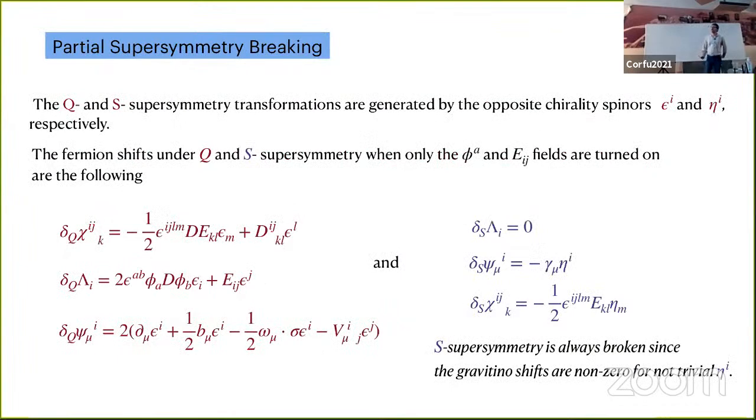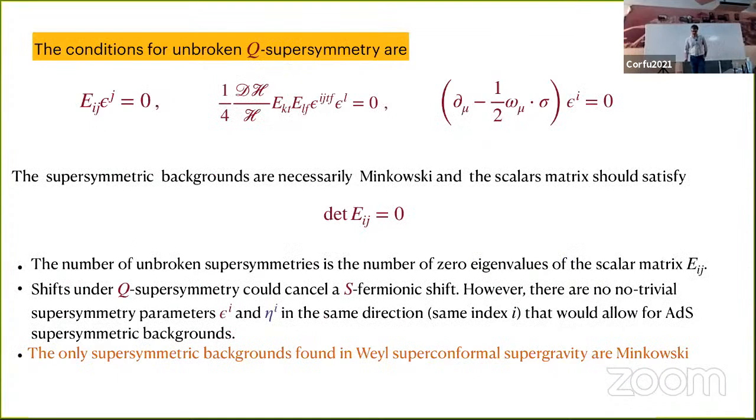And finally, let me add a few remarks about the supersymmetry breaking in the vacua, because as I said, we studied the vacuum structure of the theory. So we have Q and S supersymmetry transformations, and these are generated by opposite chirality spinors epsilon and eta. What we find is that the S supersymmetry is always broken, since the gravitational shifts are non-zero for a non-trivial eta chiral spinor. On the other hand, the Q might be preserved. So we did a survey, and we found that only Minkowski vacua preserve Q supersymmetry. Okay, so here are some conditions for unbroken Q supersymmetry. I think this is the important conclusion: only Minkowski spacetimes are supersymmetric in N=4 conformal supergravity.